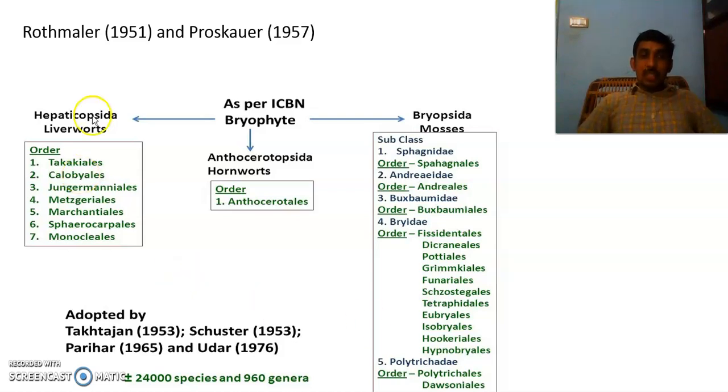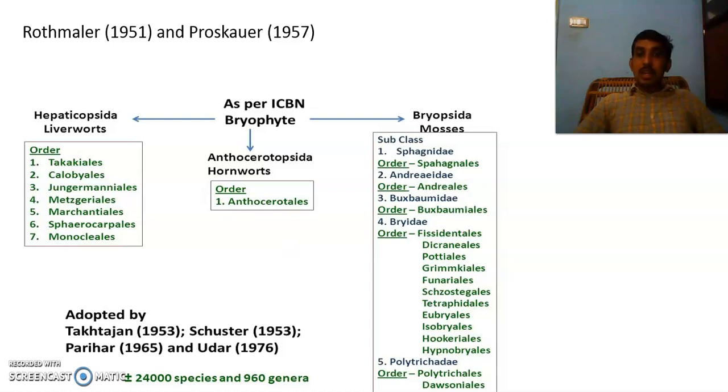When we move into the salient features of Hepaticopsida, Anthocerotopsida, and mosses, you can see some similarities and some dissimilarities. Actually, this classification of bryophytes is based on their similarity and difference, and it is also recognized by ICBN. Later, this classification was adopted by different scientists like Takhtajan, Schuster, Parihar, and Udar. So this is about the classification of Rothmaler and Proskauer.